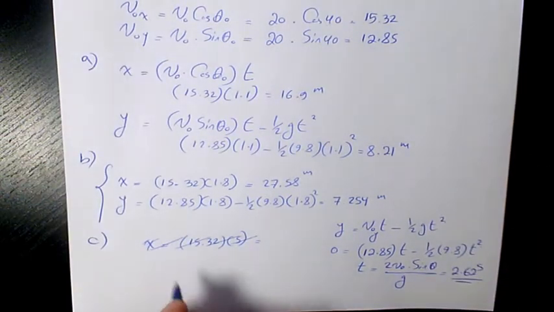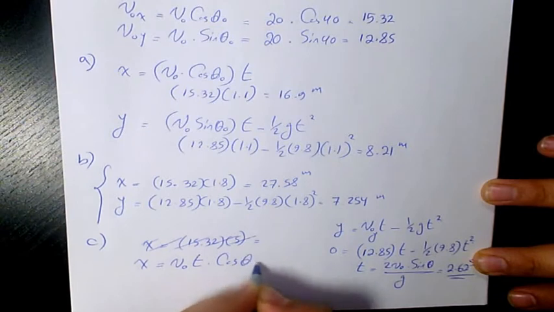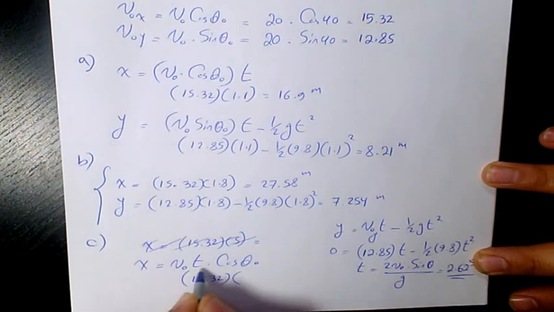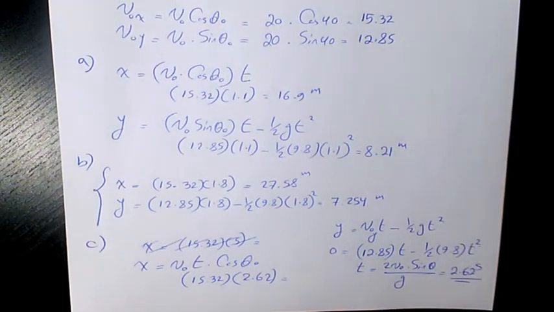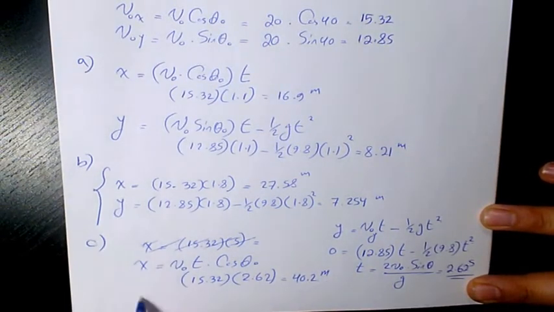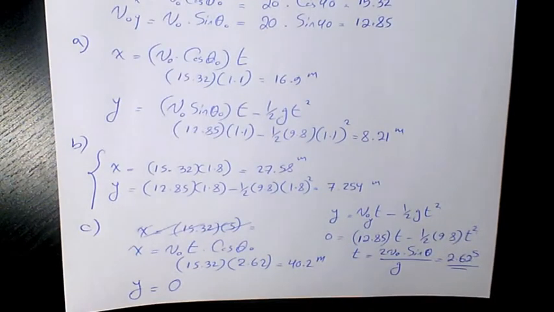So then after that we can say x equals v naught t times cosine theta naught, or we can say 15.32 times the time of landing, which is 2.62. When we sub it there, we're going to have 40.2 meters. What about the vertical component? The vertical component is definitely going to be 0 because it's going to stay where it lands, and the vertical component at time equals 5 is 0.